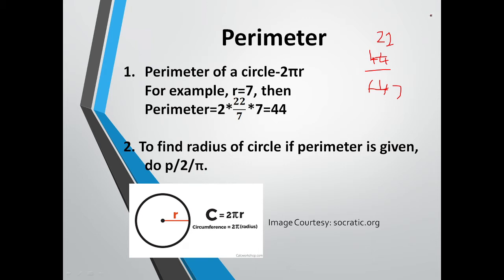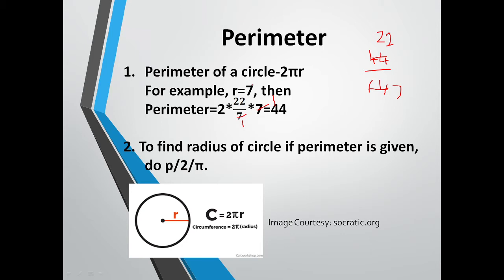So I recommend you to use the fractional form. But if the radius is 10, then you can use the decimal form. Yes, so the perimeter of a circle is 2 pi r. For example, radius equals 7, then perimeter equals 2 into 22 by 7 into 7, which equals 44. This cancels out 1, 1, and 2 into 22 is 44.